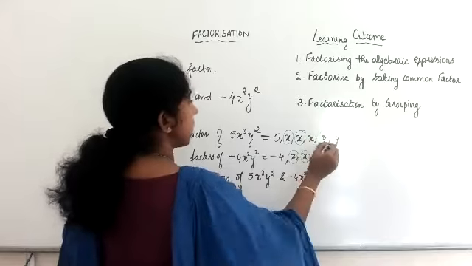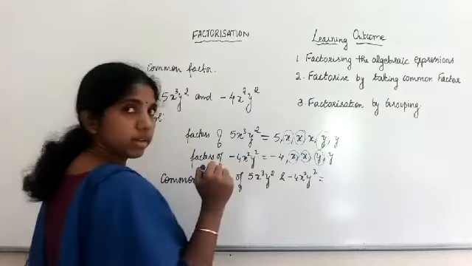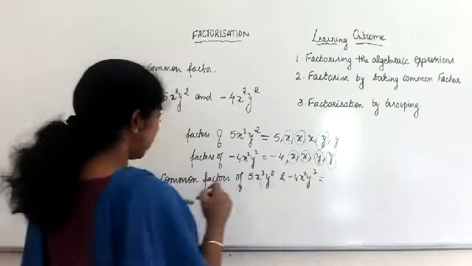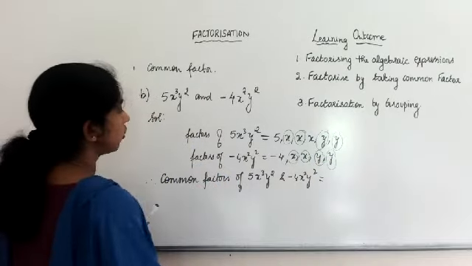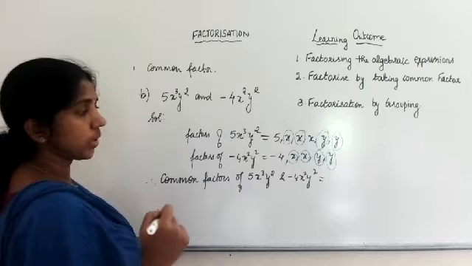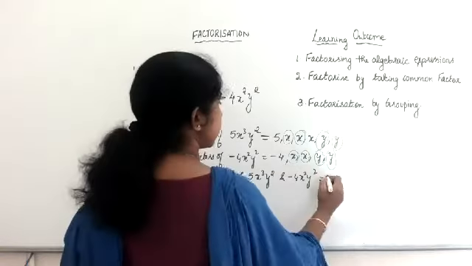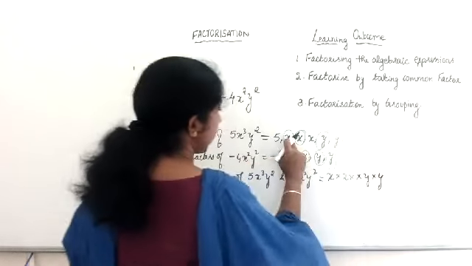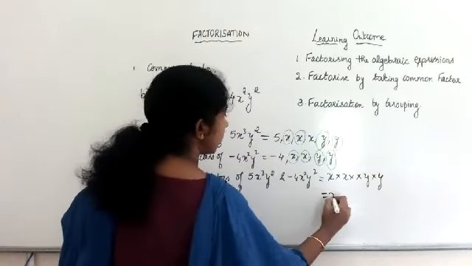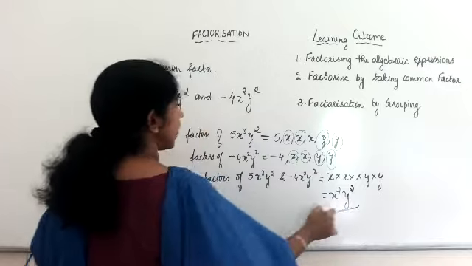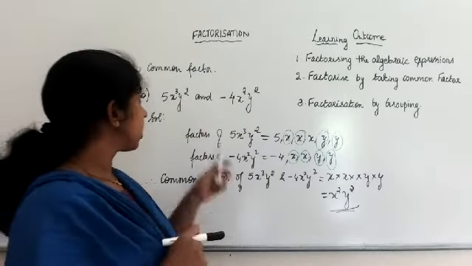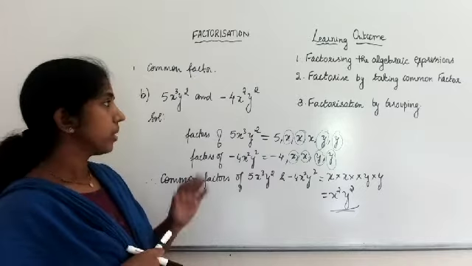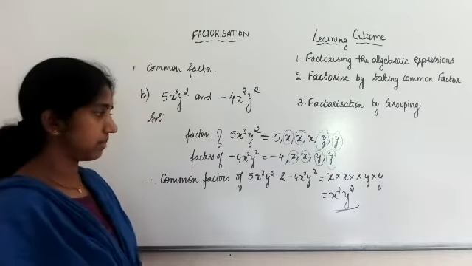Next, here there is a y. Do we have y here? Yes. Here also we have y. Here also we have y. So what is the common factor for x cube y square and minus 4x square y square? It is this x, into this x, into this y and this y. So we are writing this common factor. What is this? x square and y square. So these are the common factors of 5x cube y square and minus 4x square y square. This is how we find the common factors.